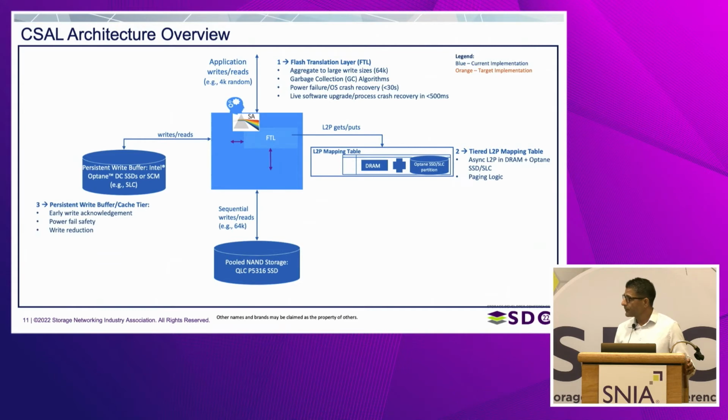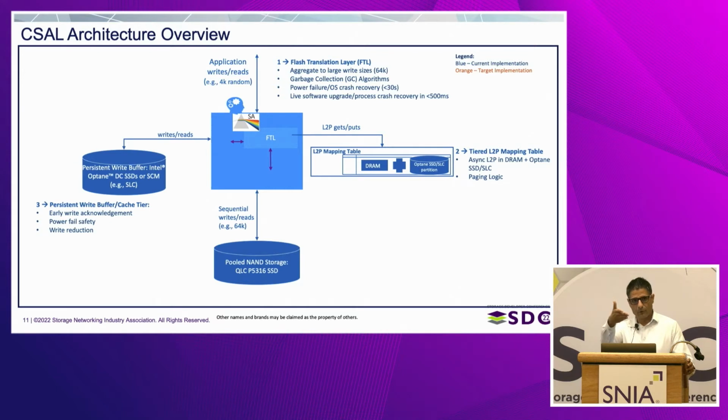The third component is the persistent write buffer or cache tier. This enables early write acknowledgement. You can basically land all writes to the fast SSD and complete the write to the user application. This shortens the time to durability. And most importantly, it is a cache. That means it will absorb a lot of temporary writes.